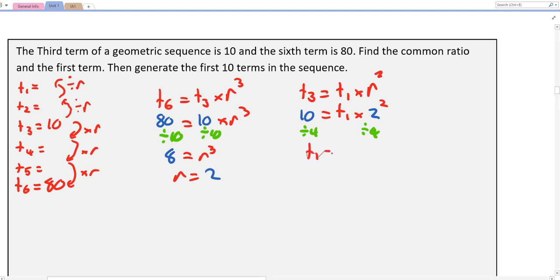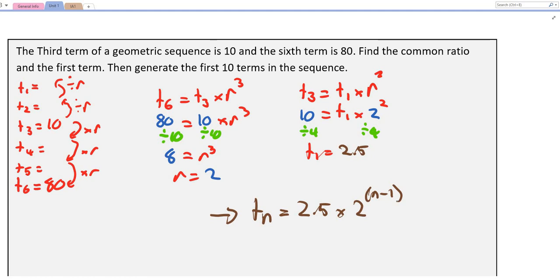So I know T1 equals 2.5. Therefore, Tn equals 2.5 times 2 to the n minus 1. T1 is 2.5. Common ratio is 2. Make sense?